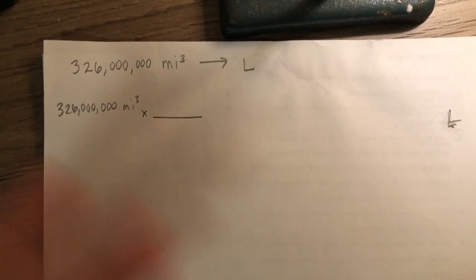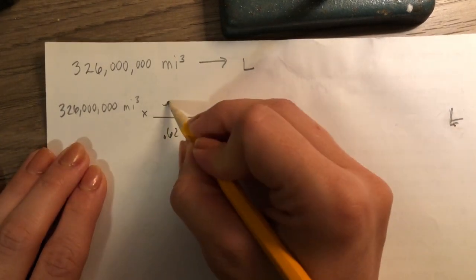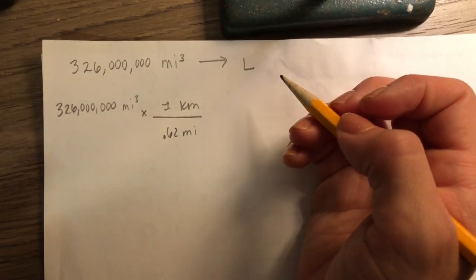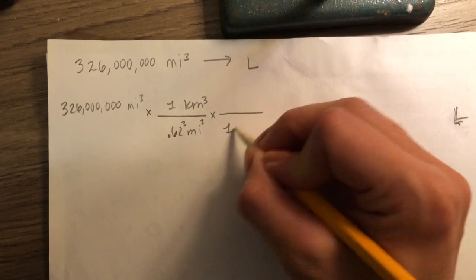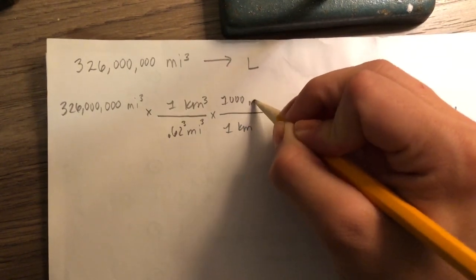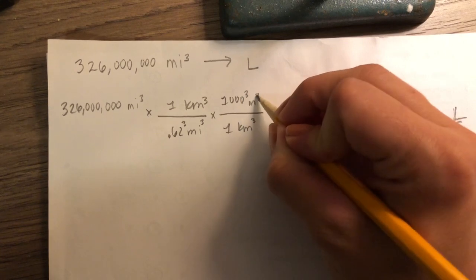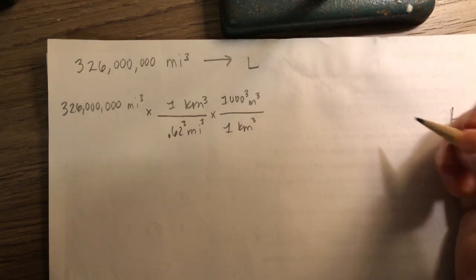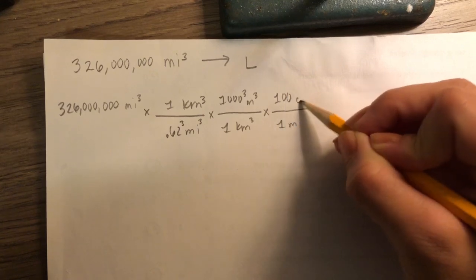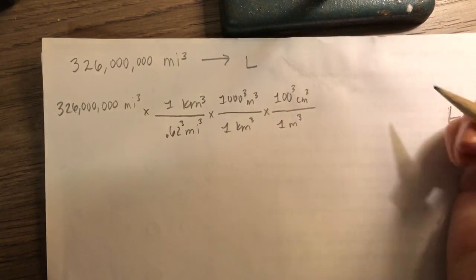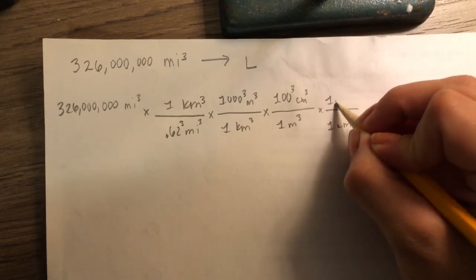But we know that we need to cross cancel miles cubed. So the conversion factor I'm pulling is that there's 0.62 miles in 1 kilometer. But we need to turn it into a unit of volume, so we're going to cube everything. From here, 1 kilometer is equivalent to 1,000 meters. But we need to turn it into a conversion factor for volume, so we're going to have to cube everything in that conversion factor. Now, next, we know that every 1 meter is 100 centimeters, but again, cube it. Now I can finally use that 1 centimeter cubed is the same as a milliliter.